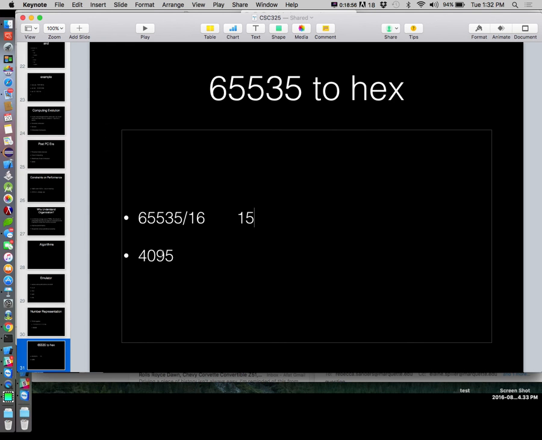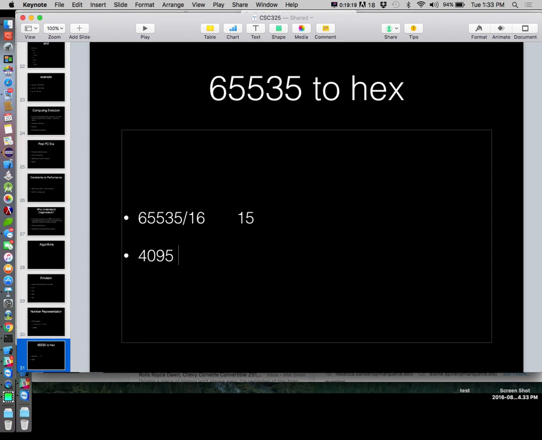So let's look at that again. If I take 65,535 and I divide it by 16, this is the whole number value I get. There were decimal places after it, right? That's the integer value I get. But now I have a remainder. What's left over to get me back to 65,535?